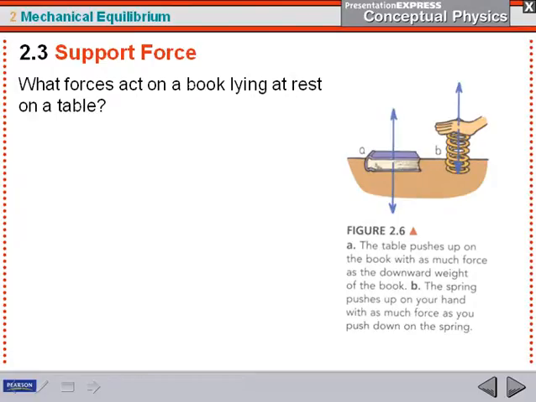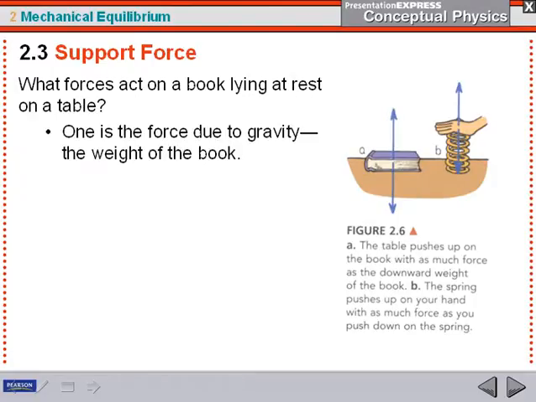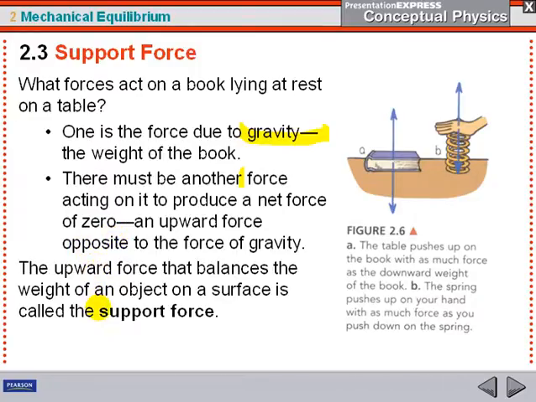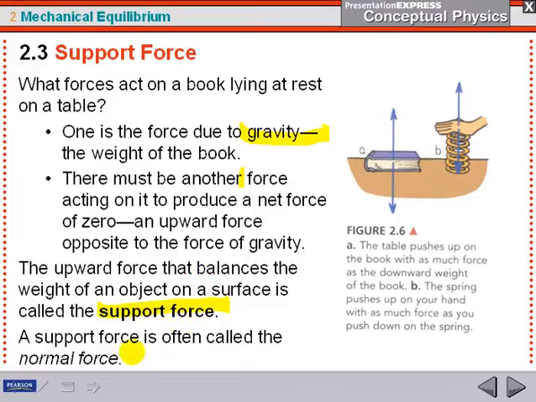So, what forces act on a book lying on a table? Well, let's look at it. One force is going to be from the weight from gravity, or the weight of the book. Another force is going to have to produce a net force in the upward direction to oppose the force of gravity. So that force is what we call the support force, and it's the table that's going to supply this support force. We often call it the normal force. You're going to hear me go back and forth calling it the support force and the normal force.